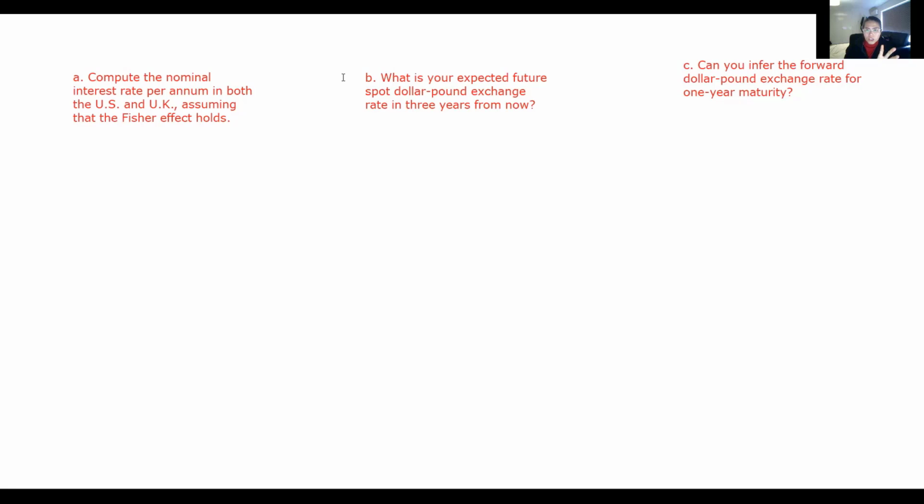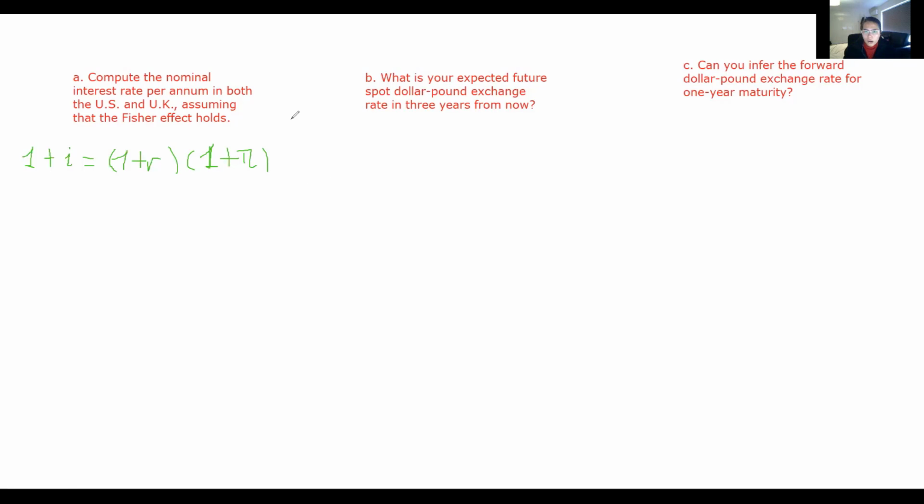So let's start with question A. For question A, I'm going to help you write down the formula for the Fisher effect. So I'm going to have 1 plus i, where i is my nominal interest rate, equals 1 plus r, for real interest rate, times 1 plus pi for inflation, okay?